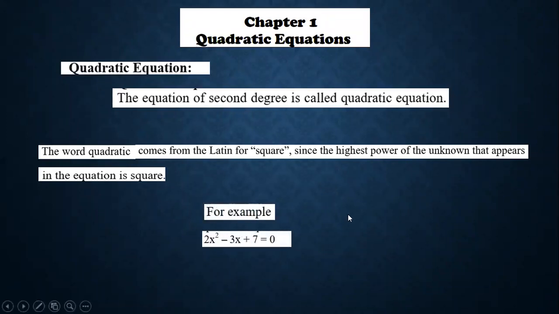Now there is an example, 2x square minus 3x plus 7. This is an example of a quadratic equation because the highest power is 2. So this is the quadratic equation. An equation of degree 2 is called quadratic equation. Got it? Okay. Now let's move.